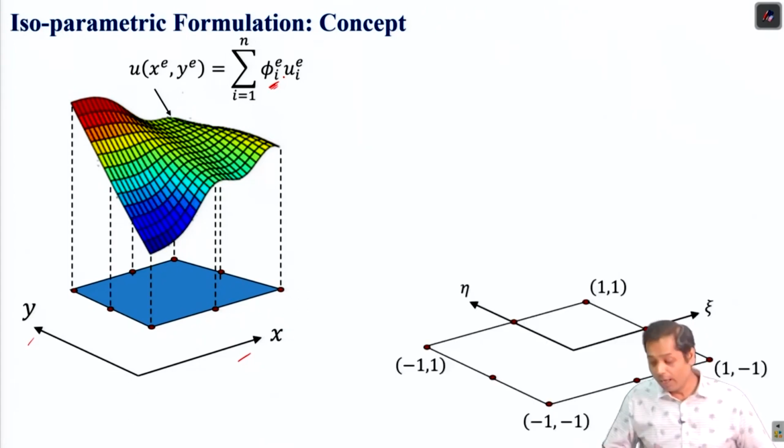We will see that. Now let's take a domain which is defined between (-1, -1) and (1, 1) in the xi-eta coordinates, and xi and eta are the natural coordinates, right? We have seen these coordinates. We had a discussion on this kind of parametric domain last week.